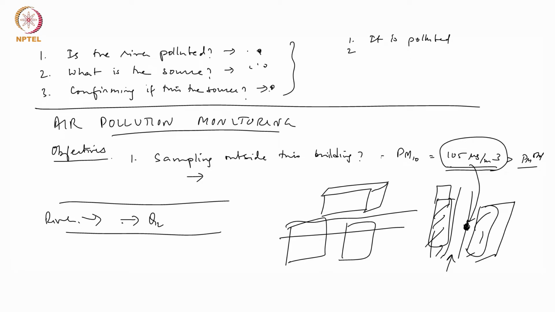Let me give you a contrast. Suppose I go and sample on top of this building, and I get a PM reading of 65. What does it mean? Then I sample between these two buildings, and I get a reading of 180. These three are all very close together. The distance between each of these sampling locations is hardly 100 meters. But there is a possibility of a big difference in the reading of these three samples. What does that mean?